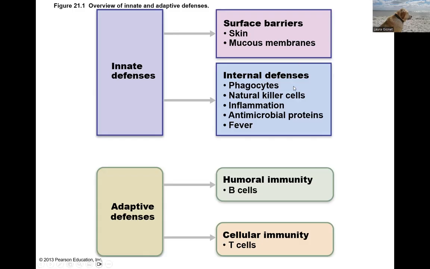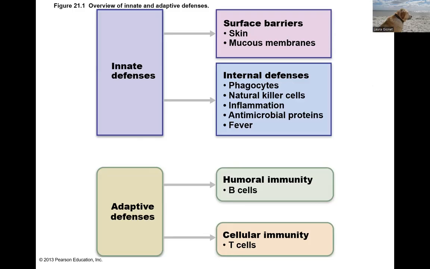Internal defenses would be the phagocytes like neutrophils and monocytes. Natural killers are a certain type of lymphocyte. We'll talk about that briefly in just a minute. Inflammation, antimicrobial proteins that come from those white cells, and fever, elevated body temperature. Those neutrophils and the monocytes, remember we said that they phagocytize material, and they generally don't care. I mean, the neutrophils are pretty much bacteria only, but the monocytes, macrophages, they're like the garbage collectors.